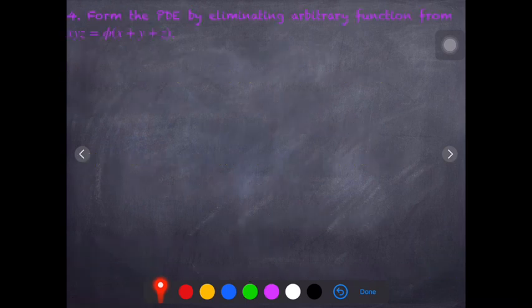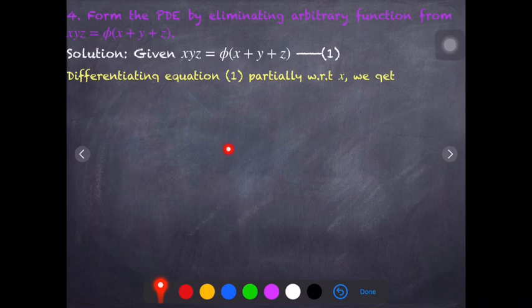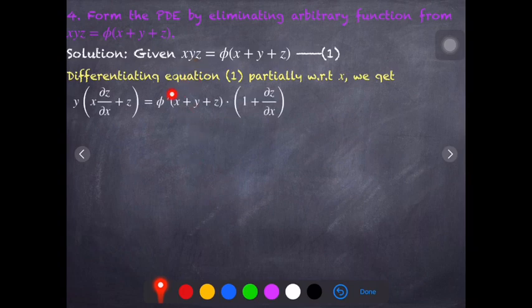Form the PDE by eliminating the arbitrary function from z is equal to phi of (x plus y plus z). Okay, call the given equation as number 1. Now differentiating partially with respect to x, keeping y as a constant. Remember, z is not a constant, z is always a function of x and y. Applying the product rule for x and z.